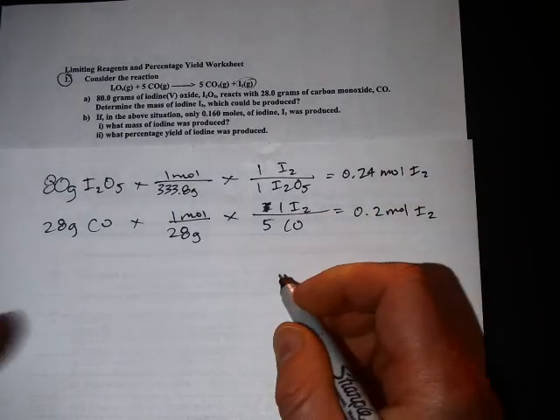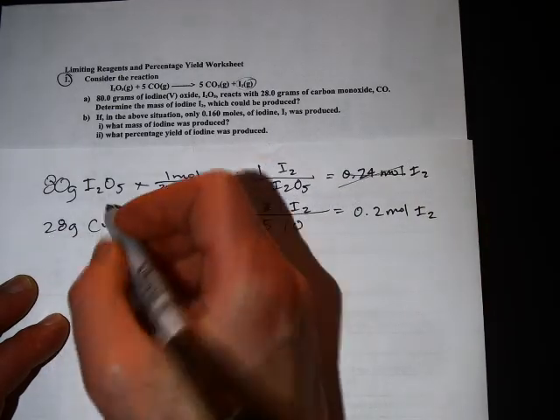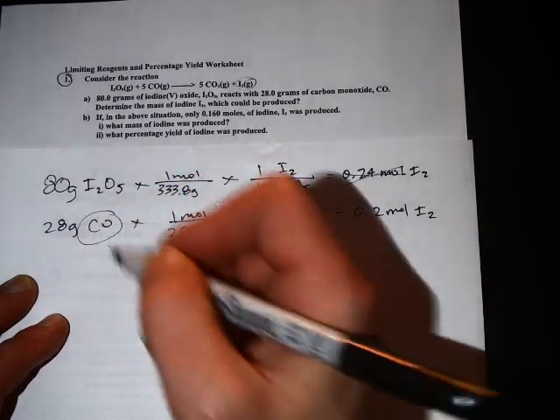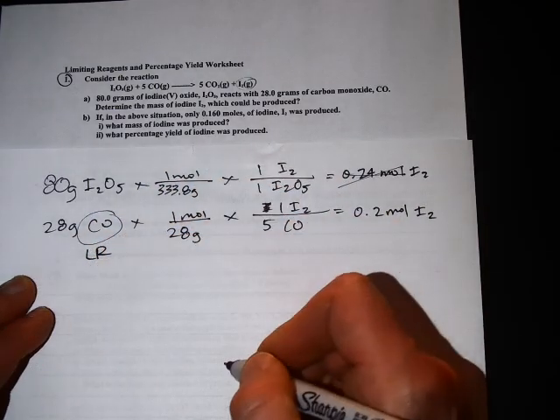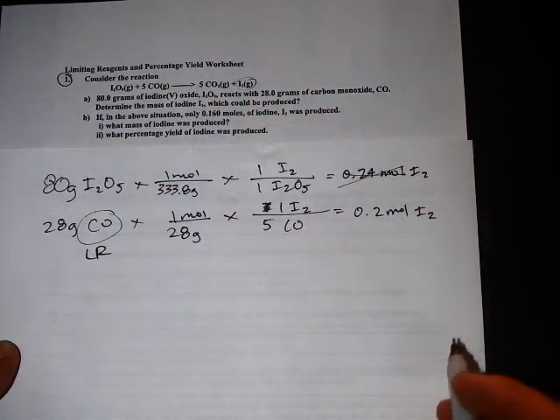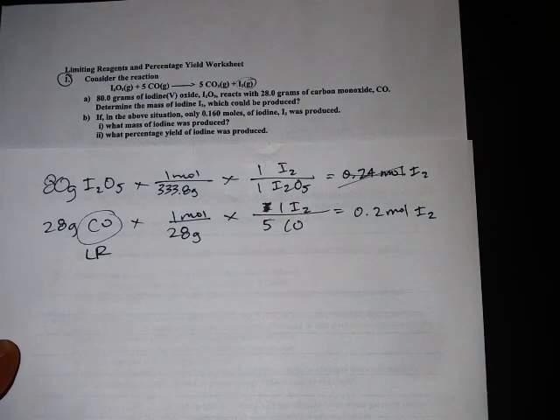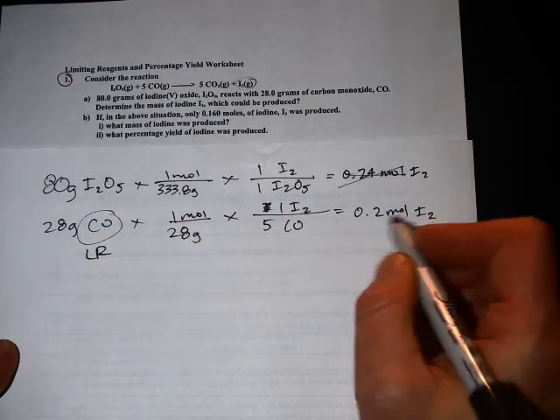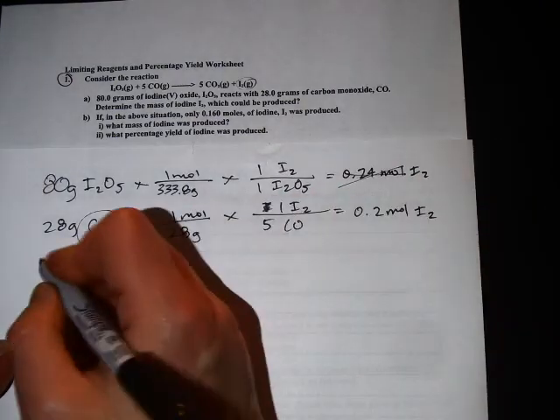So they're close, but the smaller one is the one you want. This one is too big, and that means that carbon monoxide is your limiting reactant. It limits how much you can make. Oh, no, this doesn't actually say which one is the limiting reactant. It just says how much is produced. So we take that limiting reactant now, and we convert that into grams. So we know we're going to make 0.2 moles of iodine, but how many grams is that?